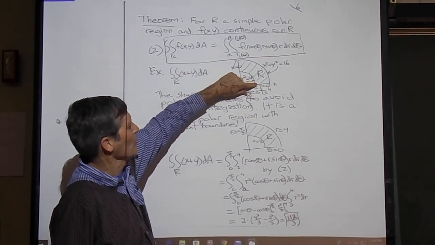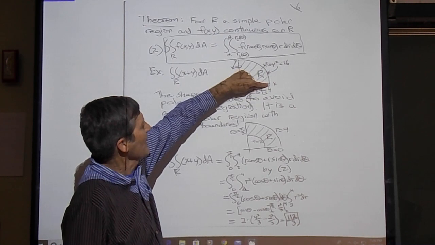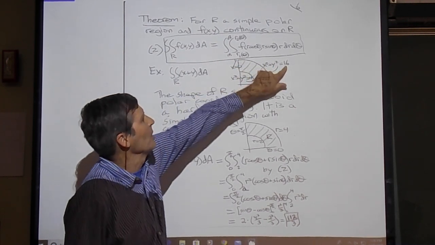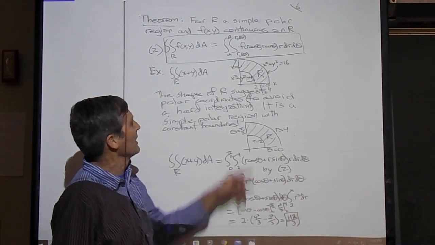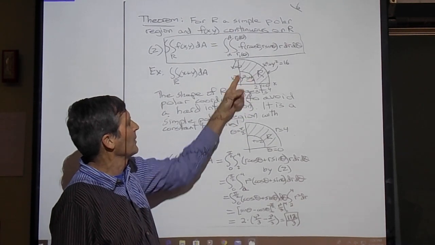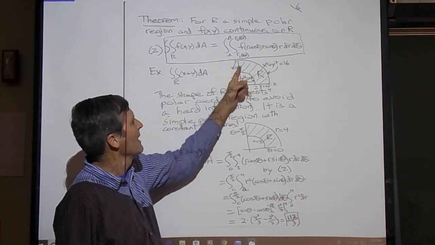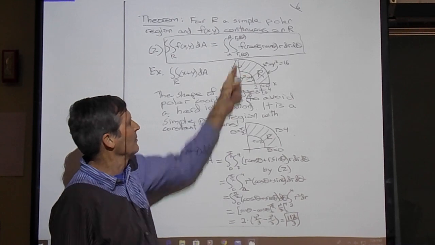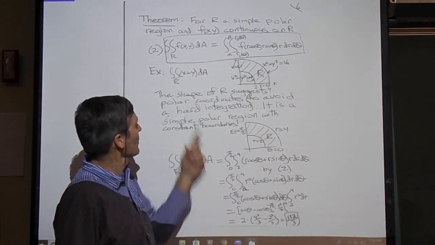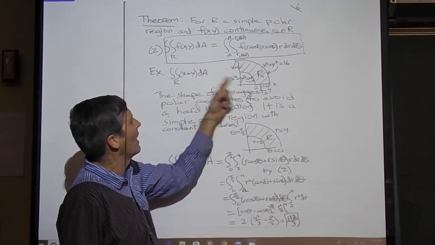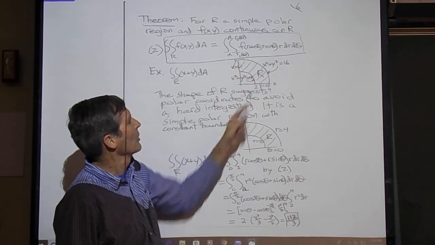Here's an example. Suppose I want to integrate over a very nice region that's a quarter annulus here, right? It's a quarter of a ring. It's got an outside radius of 4, circle x squared plus y squared equals 16, and an inside radius circle of 2, x squared plus y squared equals 4, and then these bounding lines along the x and y axes. Suppose I want to do a double integral of x plus y over this quarter annulus.